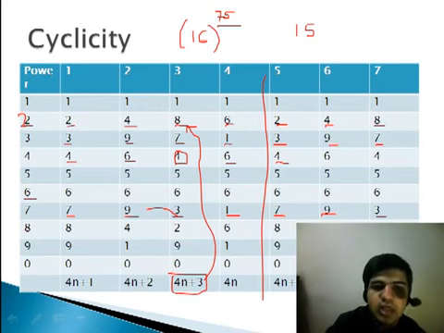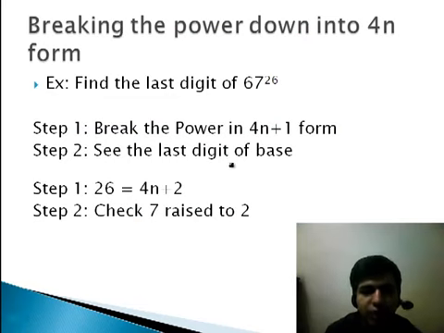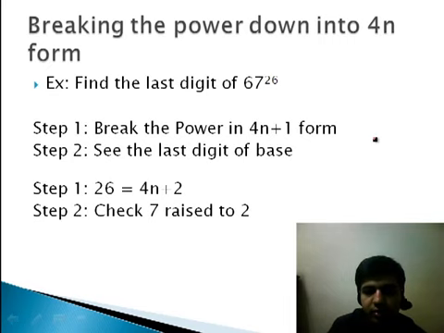And remember this: whenever you make it 4n plus 1, this last part will decide whether you are taking the power as raised to 1, raised to 2, raised to 3 or raised to 4. 4n plus 0 is nothing but 4n plus 4. Now let us take a few examples. How do we exactly break the power into 4n form?